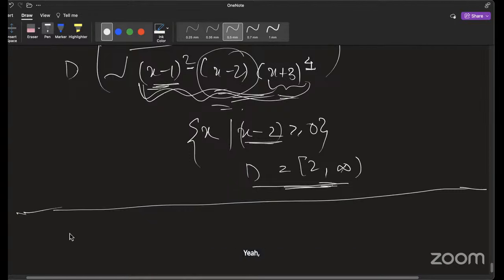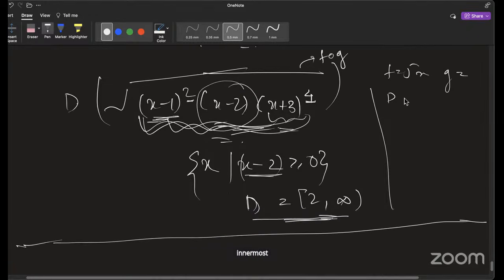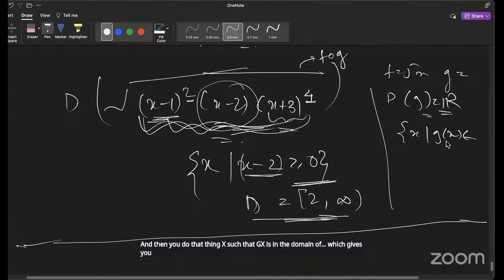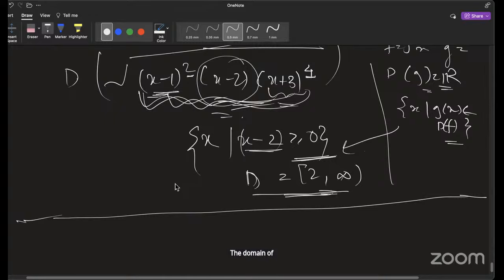So here, what is the domain of f and what's the domain of g in this case? Okay, if you're taking this function to be f o g, then your f is going to be square root of x again, and your g is going to be this innermost thing, right? So domain of g is going to be R. And then you do that thing, x such that g(x) is in the domain of f, which gives you this only. And the domain of f o g is 2 to infinity only. Yeah, that's what I've written here.